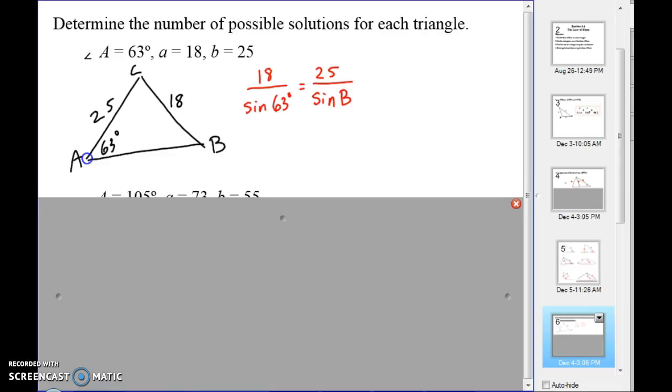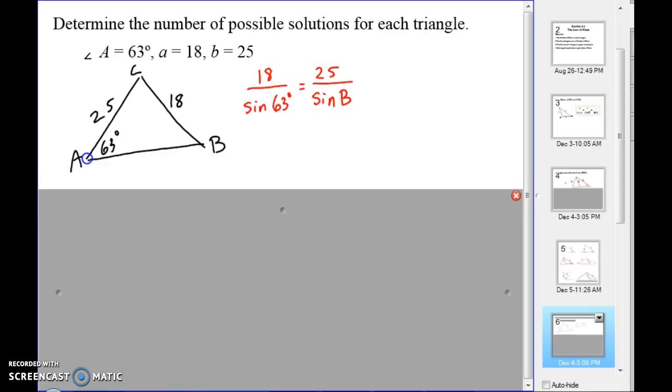To solve for B, I need to start by cross multiplying here and get 18 times sine of B equals 25 times sine of 63 degrees. Then you can divide by 18 to get sine B equals 25 times sine of 63 degrees divided by 18.